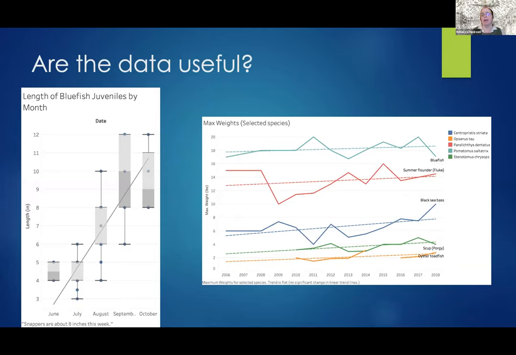So how useful are the data? Okay, the project was strictly to evaluate the potential of the method, but I couldn't resist having a look at the data. And I was able to produce a basic trend in the growth of juvenile bluefish, which could be used to compare cohorts from year to year. And I also looked at maximum recorded weights, which remained relatively flat over the course of a decade of data.